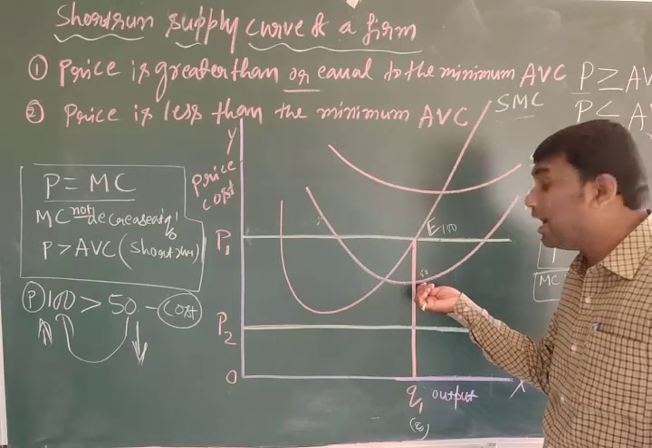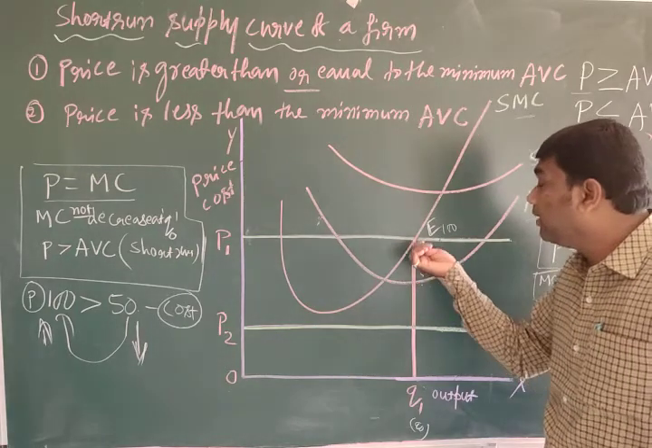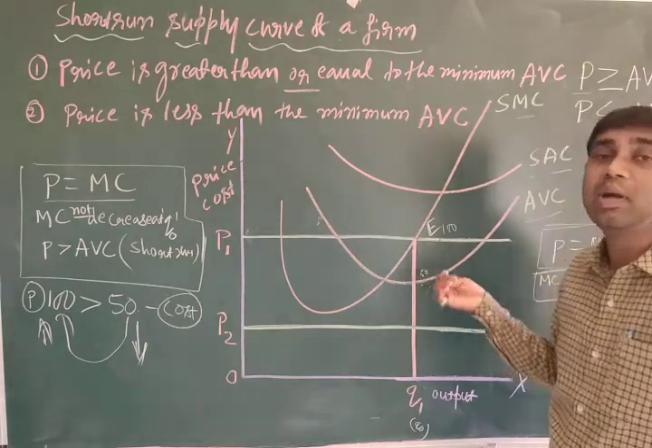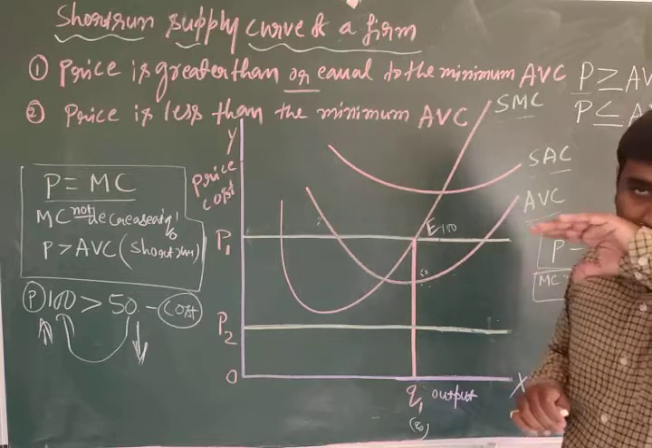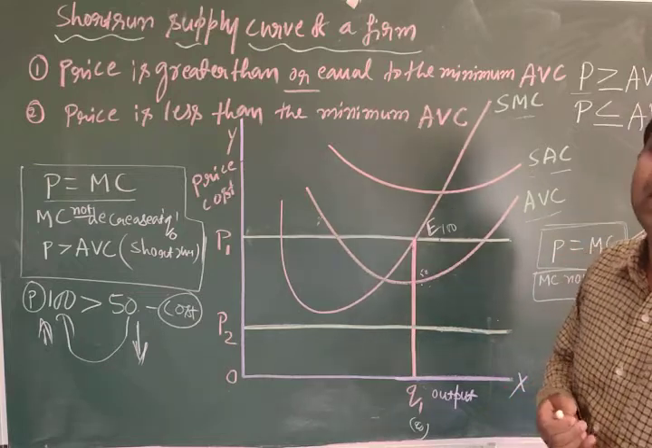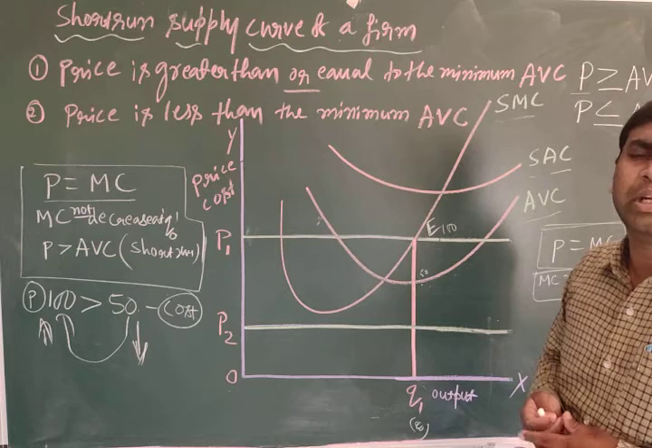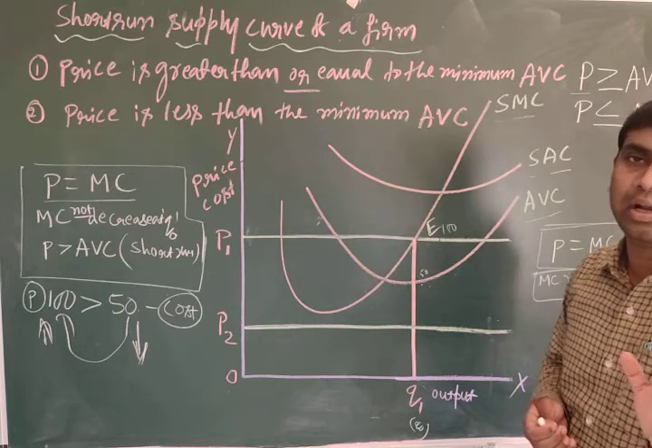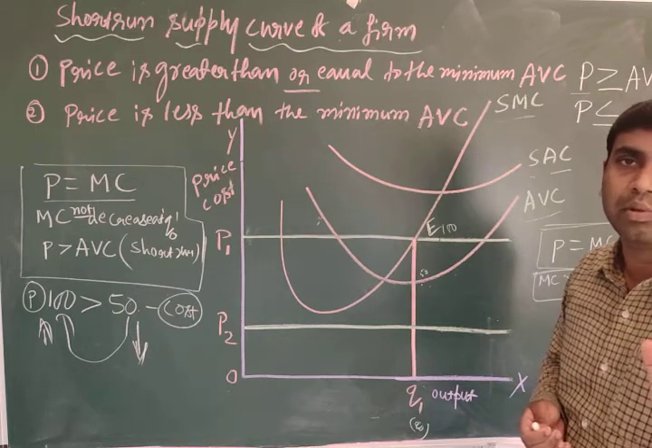If this average variable cost curve touches here, at that time cost should be equal to the price. At that time it is not possible to get more profit. The price should be equal to cost only. That may be the minimum revenue. Okay.